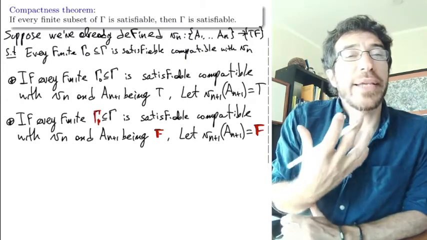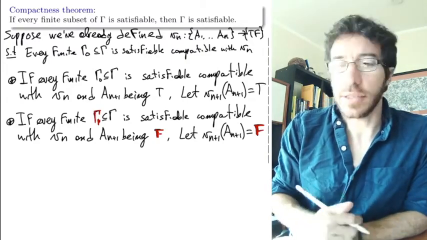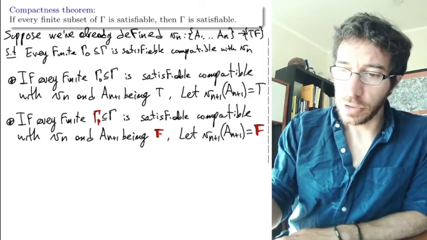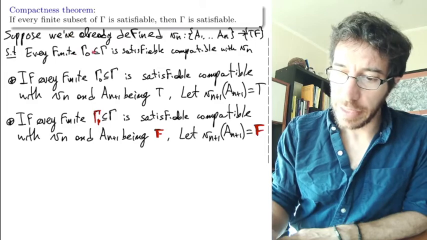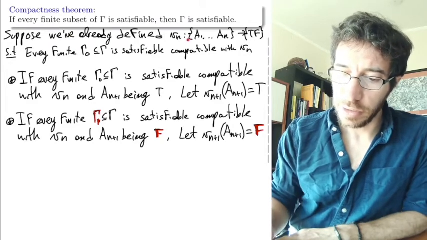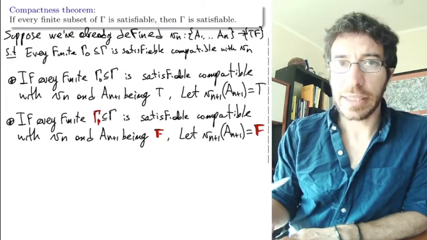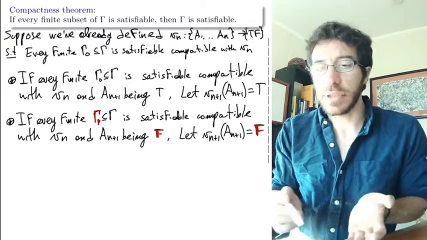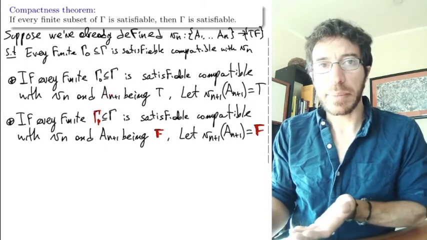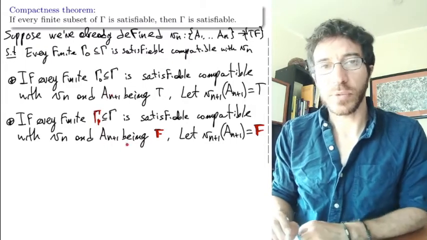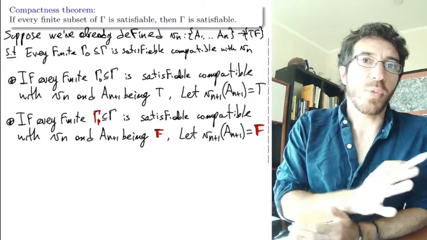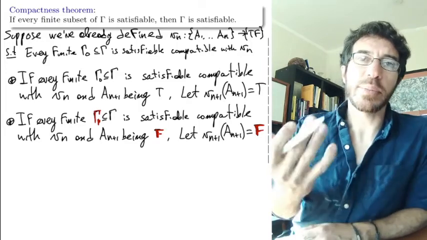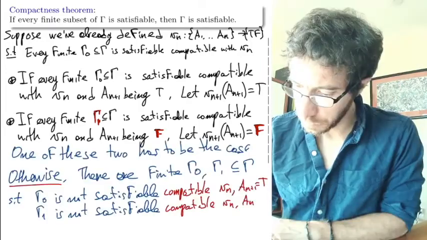Okay, and so why is it the case that we always have one of these two cases? Well, because we know that every finite subset of gamma is satisfiable, compatible with Vn already, but then maybe in some of those assignments An plus 1 is being mapped to true, and in some of those An plus 1 is being mapped to false. So why can we always say that at least one of those two occurs? Well, the proof is very similar to the previous case.